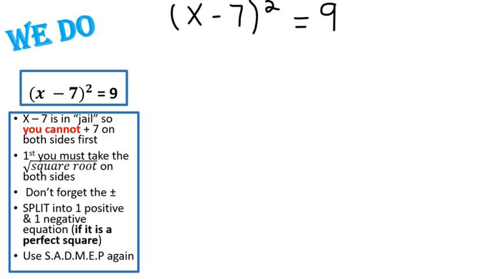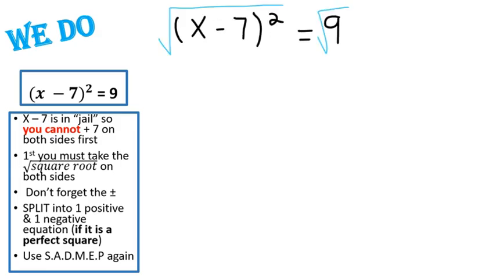So we said we're going to start by taking the square root first on both sides. We know that the opposite of squared is square root, so those will cancel each other out. Now we have officially broke Ray Ray out of jail, and now x minus 7 is there. Square root of 9. Well, when we take the square root of both sides, we know that we still have to put that plus or minus sign there. But square root of 9, 9 is a perfect square.